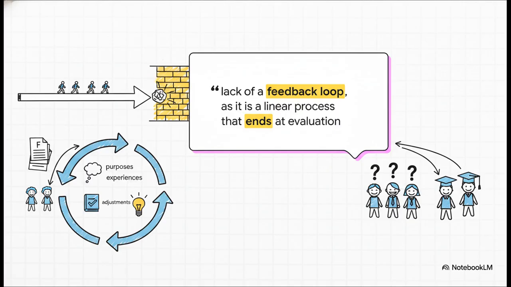A functioning curriculum needs to adapt. You have to take that evaluation data and use it to instantly restart the cycle. That means reteaching eye contact the very next day, tweaking your daily purposes, and adjusting your future experiences based on what the students clearly didn't grasp the first time around.